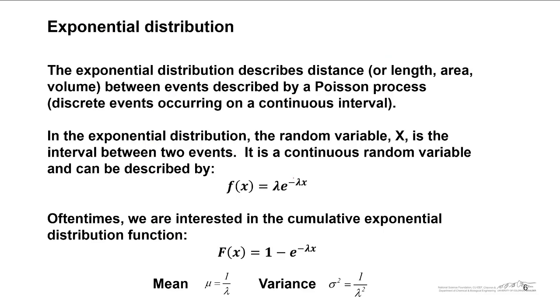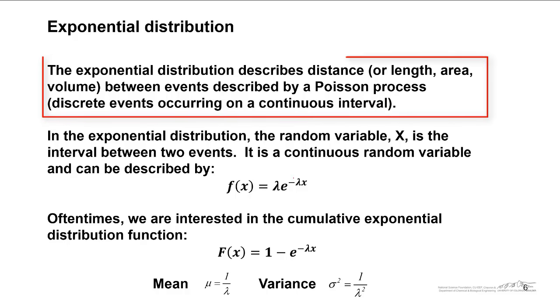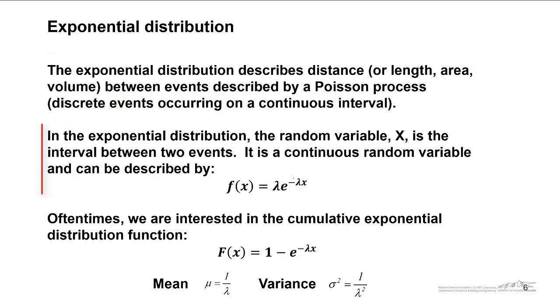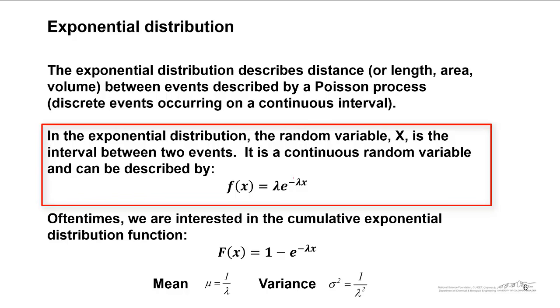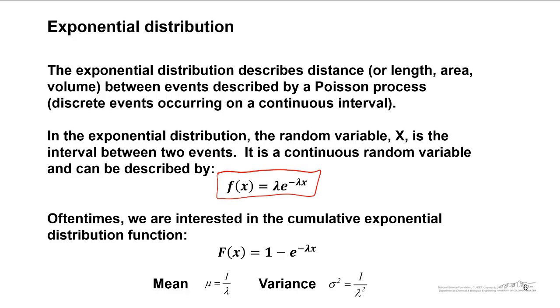So the exponential distribution describes distance, or length, area, volume, or time between events described by a Poisson process, discrete events occurring on a continuous interval. The random variable x in the exponential distribution is the interval between two events. It is a continuous random variable and can be described by this function. So this is just the little f of x, the non-cumulative.